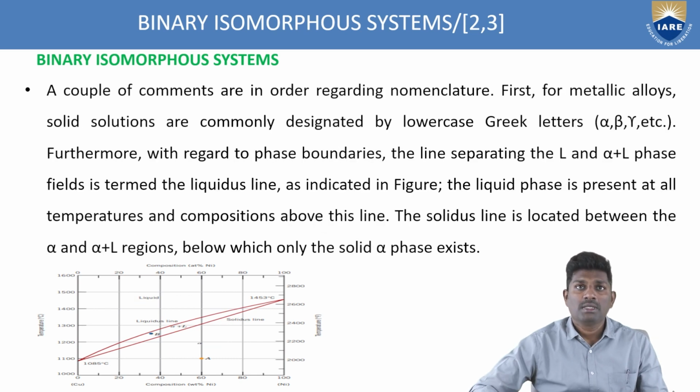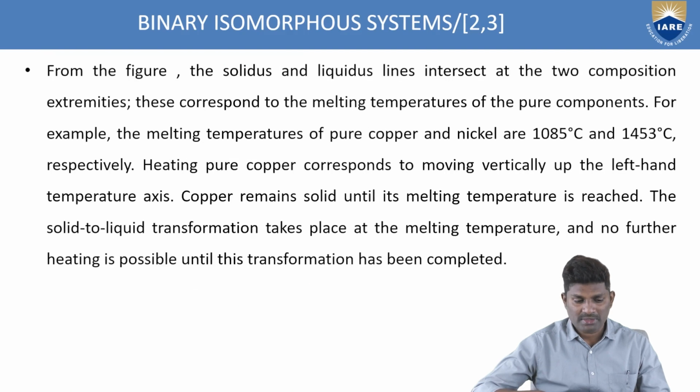Next one is binary isomorphous system. Next, a couple of comments regarding the nomenclature, how to give the nomenclature. For the liquid, you are showing it as L. For the solid, it is alpha. Alpha plus L is nothing but the combination of liquid as well as the solid. That is how the representation of alpha, beta, gamma. You can have different nomenclature based upon the things. So the solidus line is indicated between the regions of alpha and alpha plus L. So below that you have the complete solid phase, that is the alpha region.